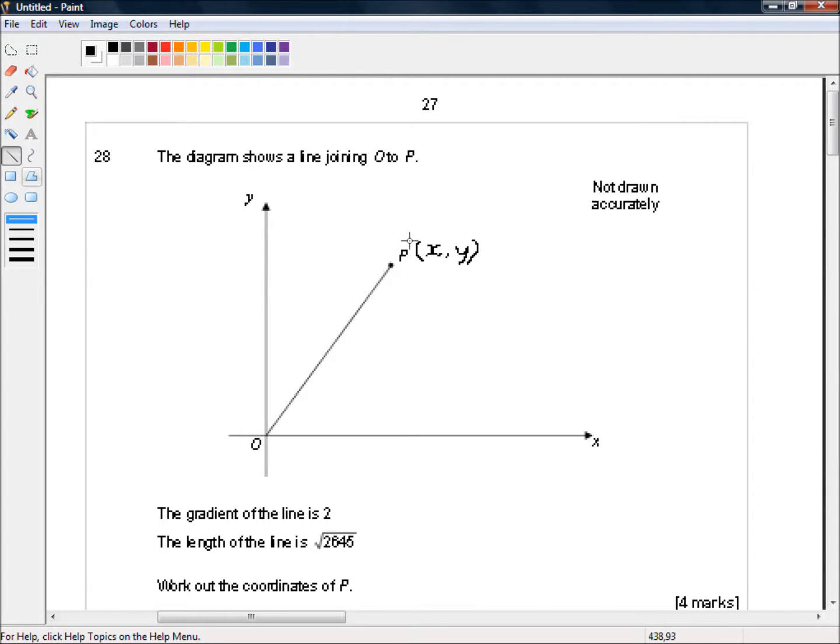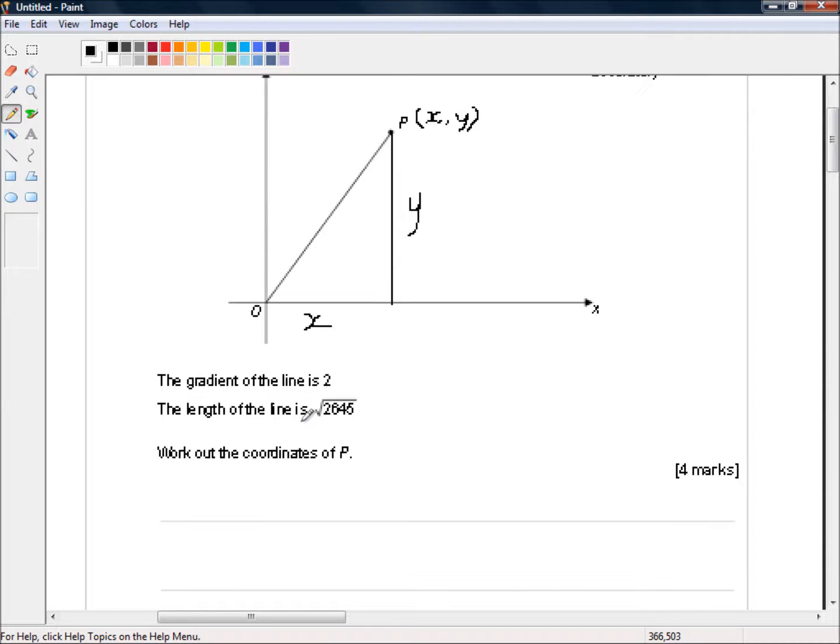Okay, so if we draw a line from here that's perpendicular to the x-axis, that forms a right-angled triangle, and this height of the right-angled triangle is y, and this length here is x. Now we're told the gradient of the line is 2, which means that for every one increment of x, y goes up by 2. So we can write down y equals 2x.